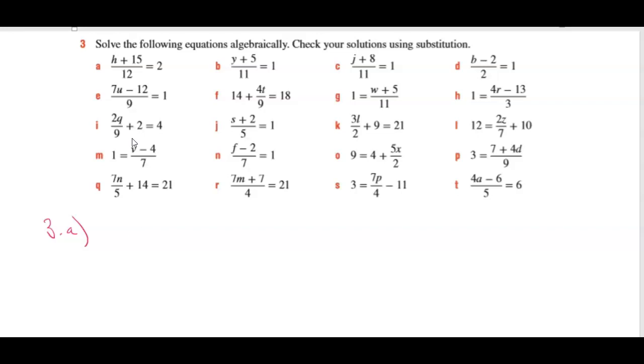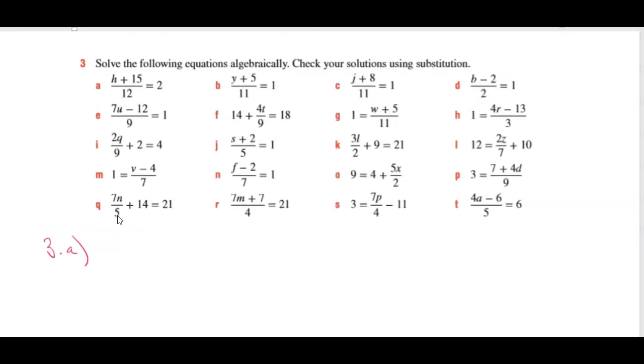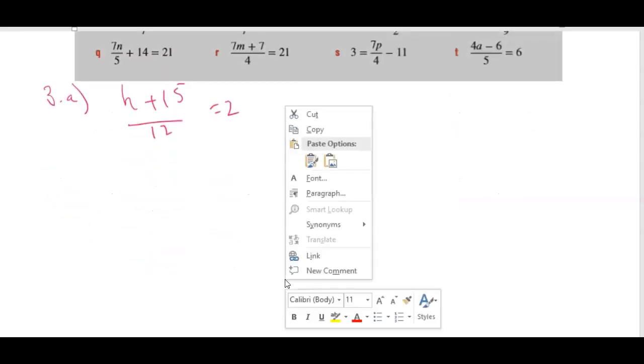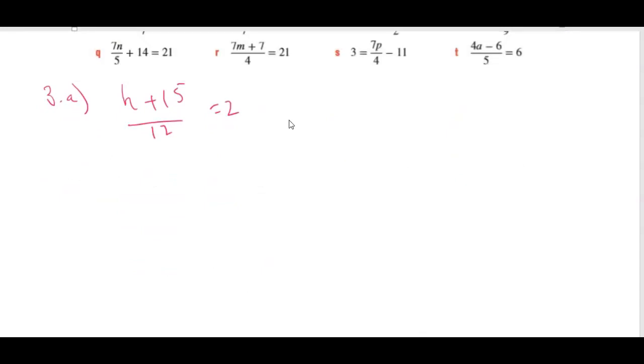All right, so let's get on to question 3. So question 3, maybe just a little step further. So I've already written A, so let's do A, h plus 15 over 12 equals 2. So quite a few questions in question 3A.